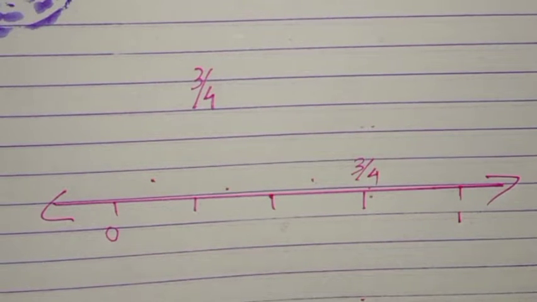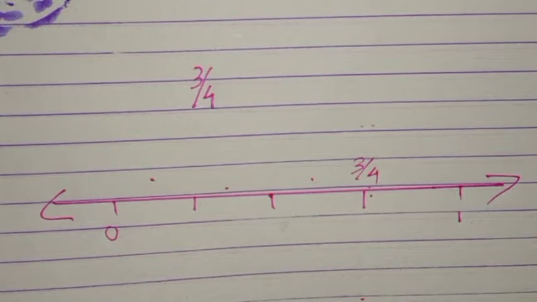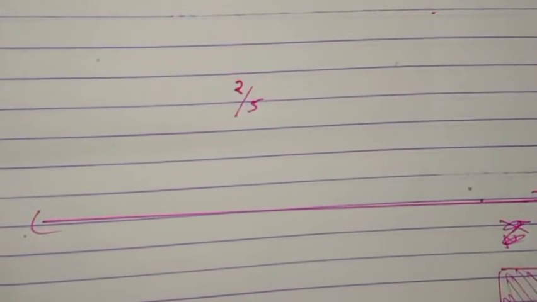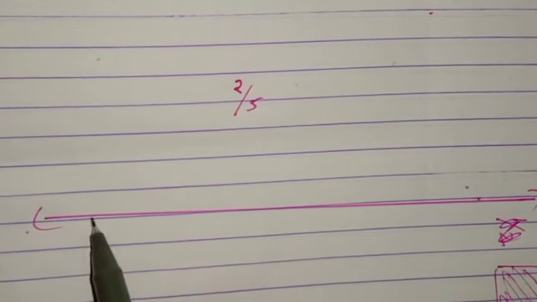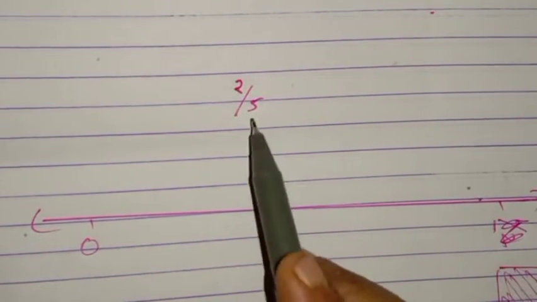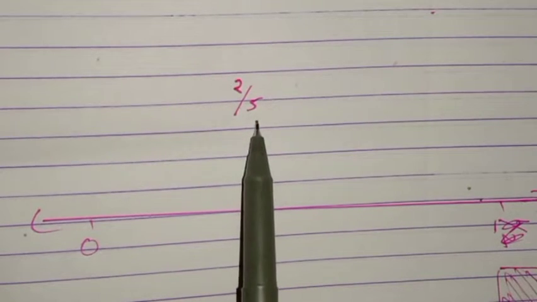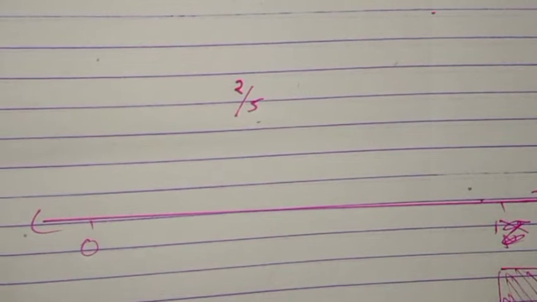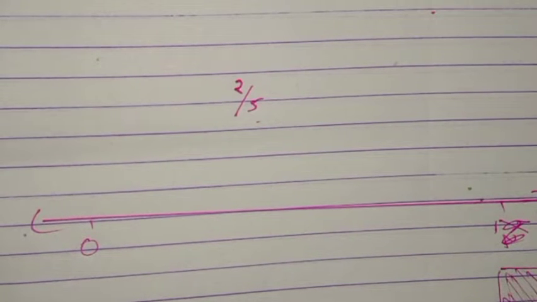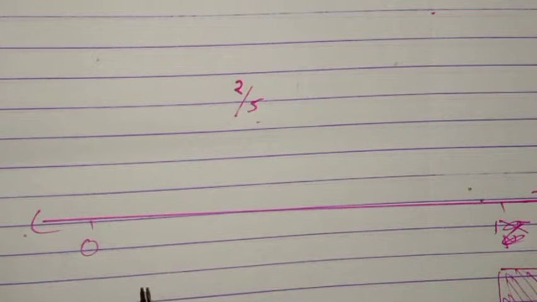I hope you understand. I show one more example. Next question, 2/5. So you can mark 0 to 1 in number line. Here is 0 and here 1. Here 2/5. So we can divide this number line into 5 equal parts. That is, the denominator is 5. Using scale you can mark using centimeter. That is easy. Here I didn't take scale. Without scale I simply mark. When you are doing in your notebook, you use scale and mark.